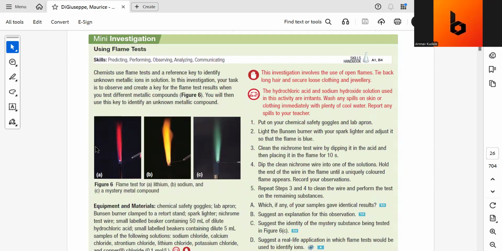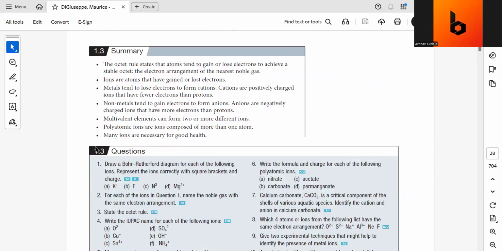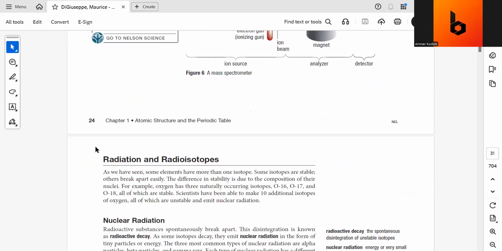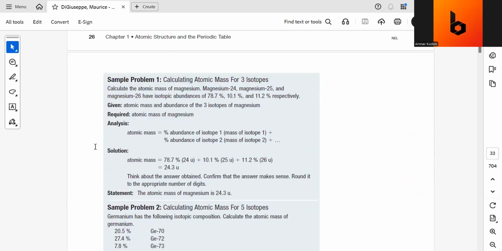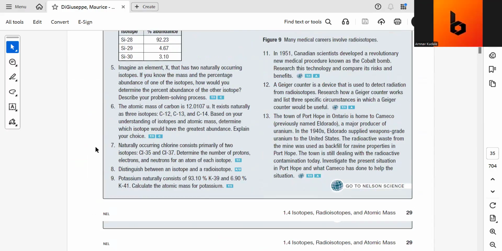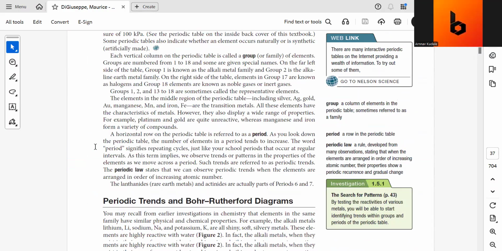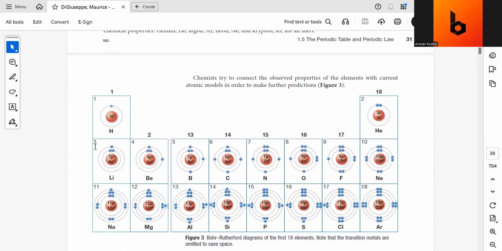If it has a full valence shell, it is stable. Yes, so what is that full valence shell? You're right, whatever you said is absolutely right. But what is that full valence shell? The outermost shell of an atom.